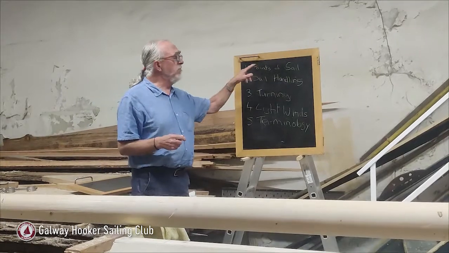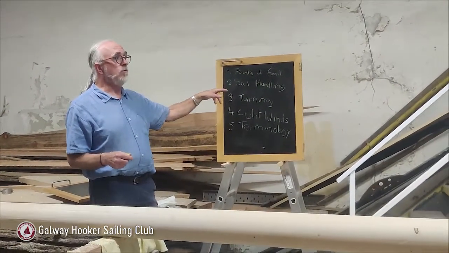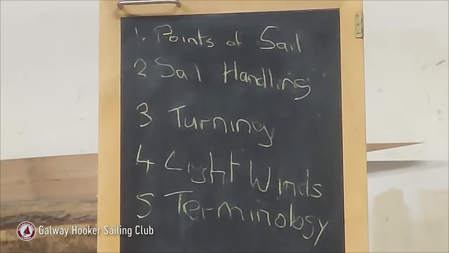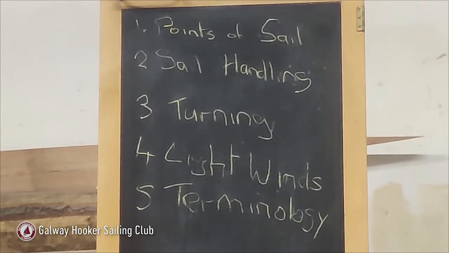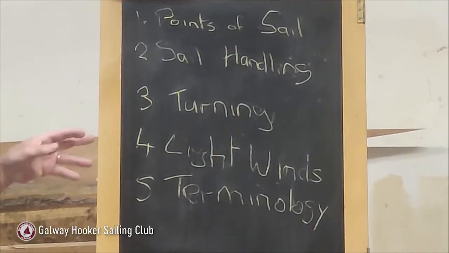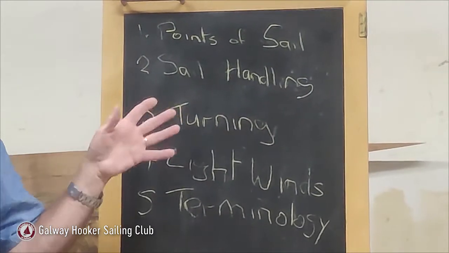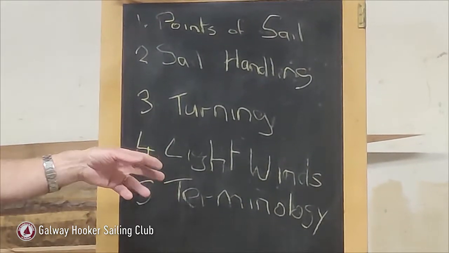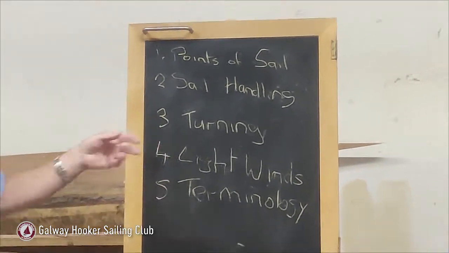I'm going to concentrate really on points of sail, but quickly I'll summarise what I'm going to do. I'll talk about how we handle the sails, the direction, the setting of the sails at the different points of sail. Also the turning manoeuvres when we're sailing across the wind, sailing upwind or sailing downwind. How we turn the boat is quite different. And depending on how much time we have at the end, I might talk a little bit about sailing in light winds and just review the terminology.